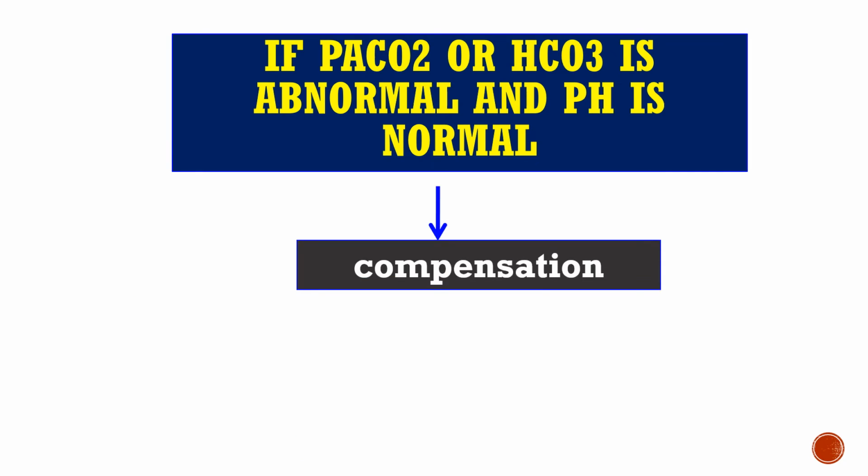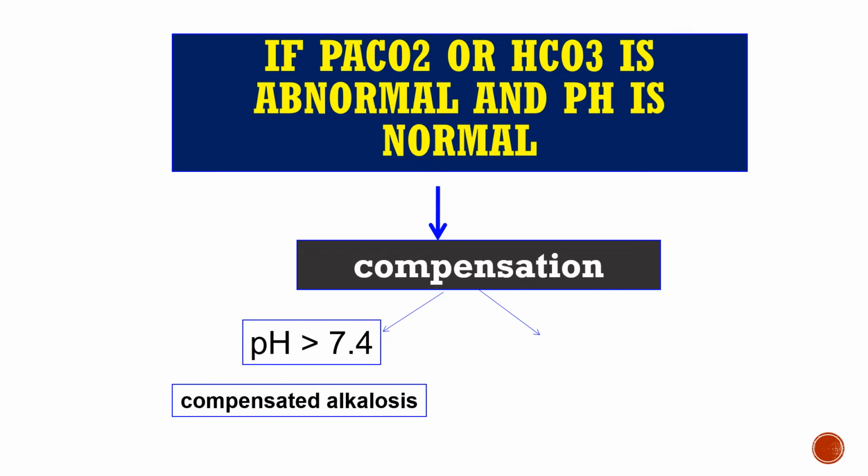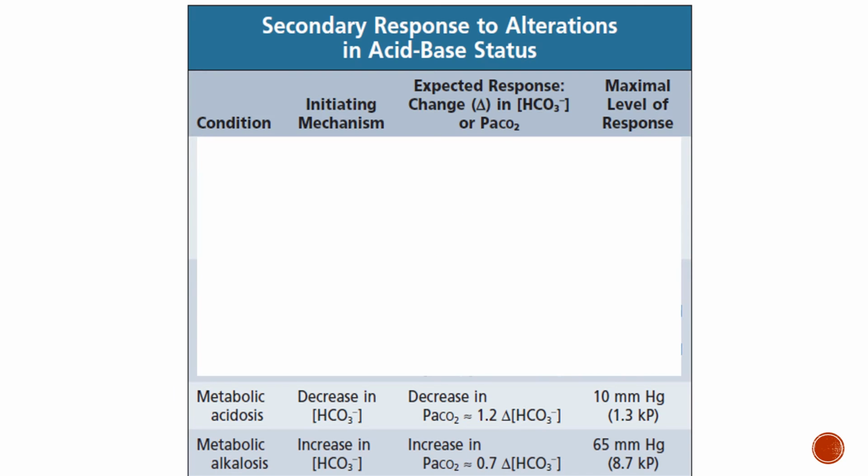Let's look at this diagram. This diagram is for the compensations. If you have any type of disorder, there will be compensation by the other organ. But today we talk about metabolic disorder, so we will talk about the respiratory compensation. Let's look. For metabolic acidosis, the initiating mechanism is decrease in bicarbonate, and the expected pulmonary response is decrease in the CO2 concentration.